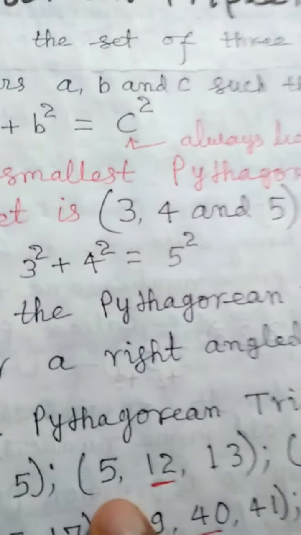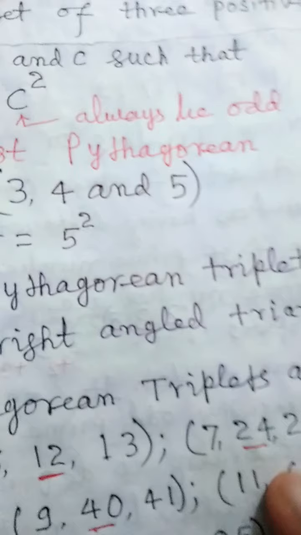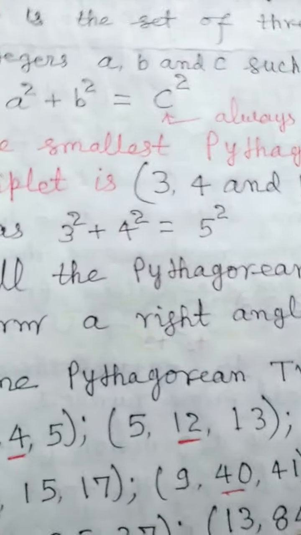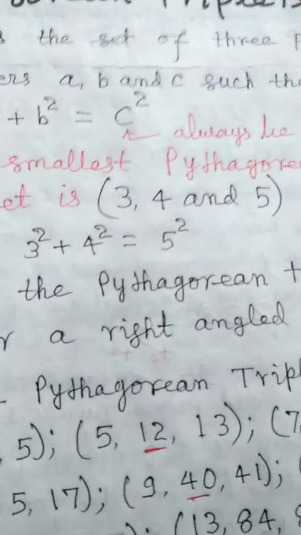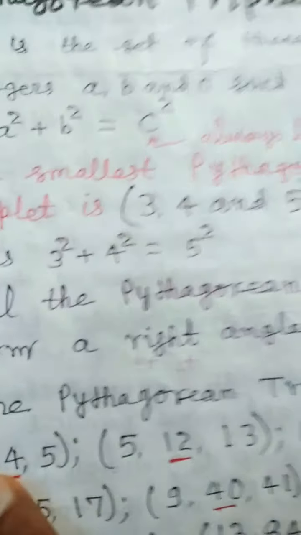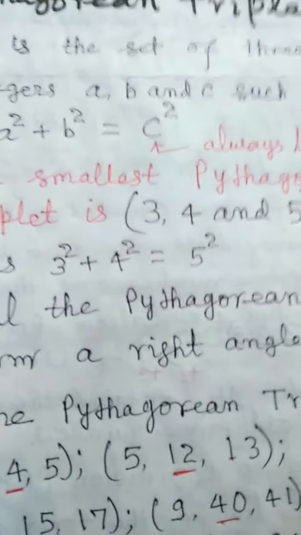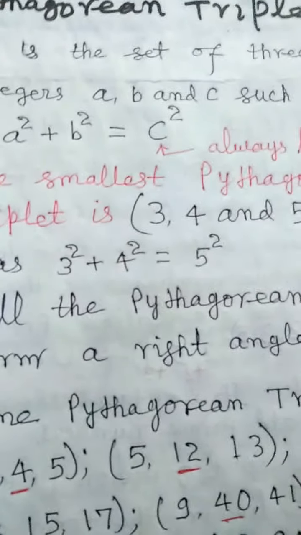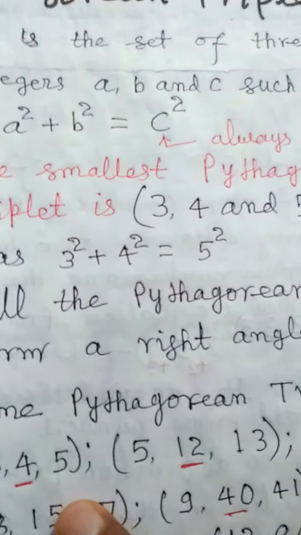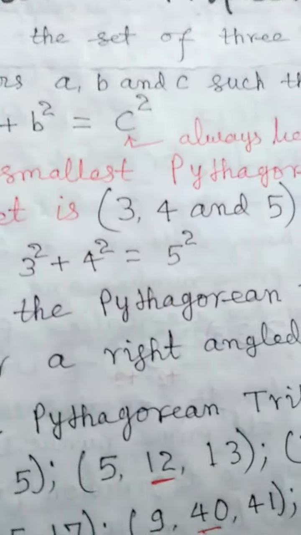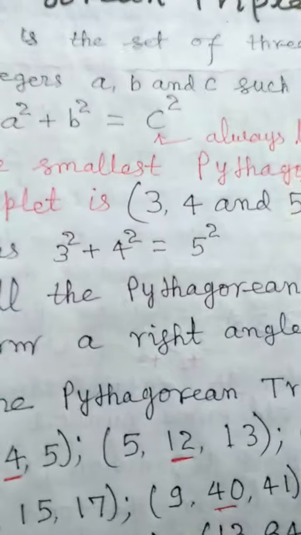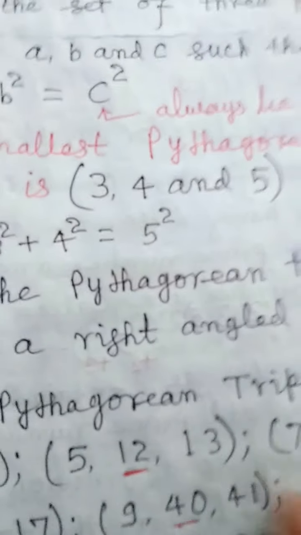Some Pythagorean triplets are 3, 4, 5; 5, 12, 13; 7, 24, 25, up to infinity. In these primitive Pythagorean triplets, the first and third numbers are odd, and there is one even number also: 4, 12, 24, 60, 40, etc. Most triplets contain the first and third numbers as prime numbers.